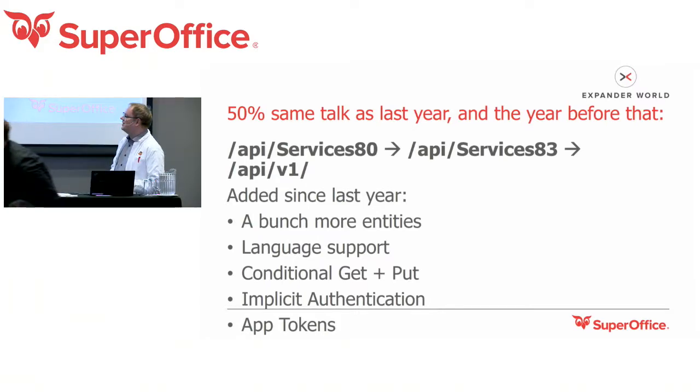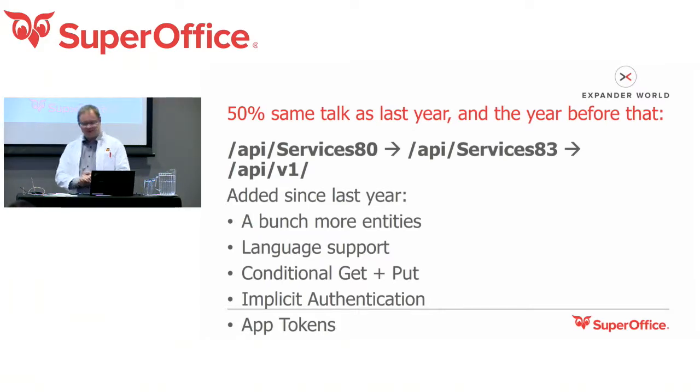Okay. So 50% new stuff this year, 50% same as last year. Two years ago, the API endpoint was called Services 80. Then last year it was Services 83. And now we have officially become version 1, API v1. And we've added a bunch more stuff, so now it actually works. And it covers almost all of SuperOffice, all our APIs.